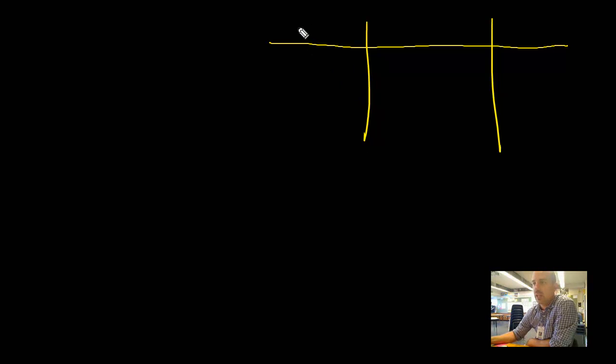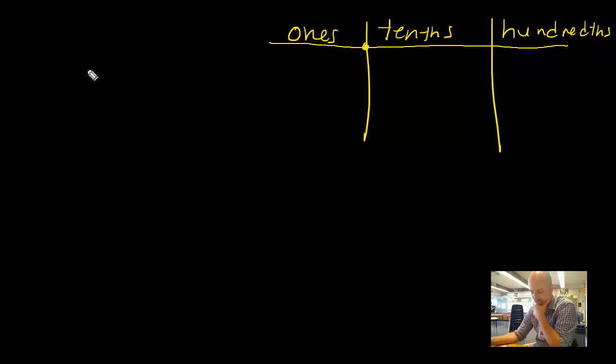Okay, we have ones, we have tenths. Let's do hundredths. And of course our decimals here. And the problem we're going to first take a look at is 1 and 7/10 divided by 2.